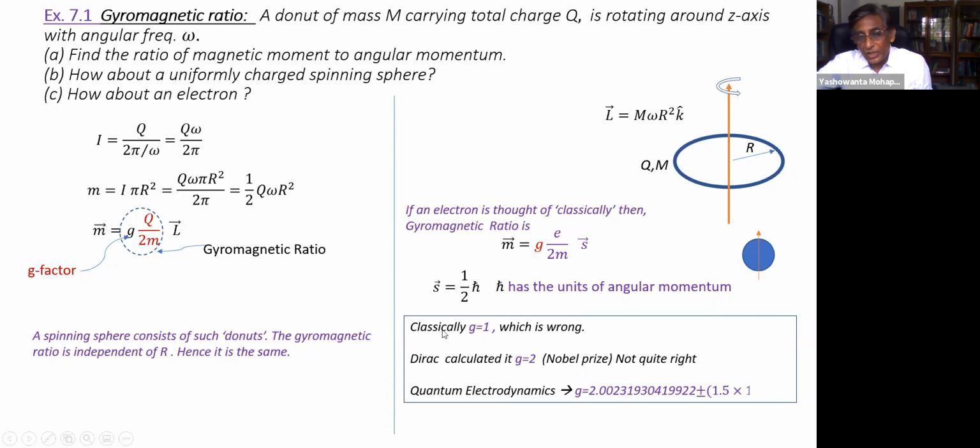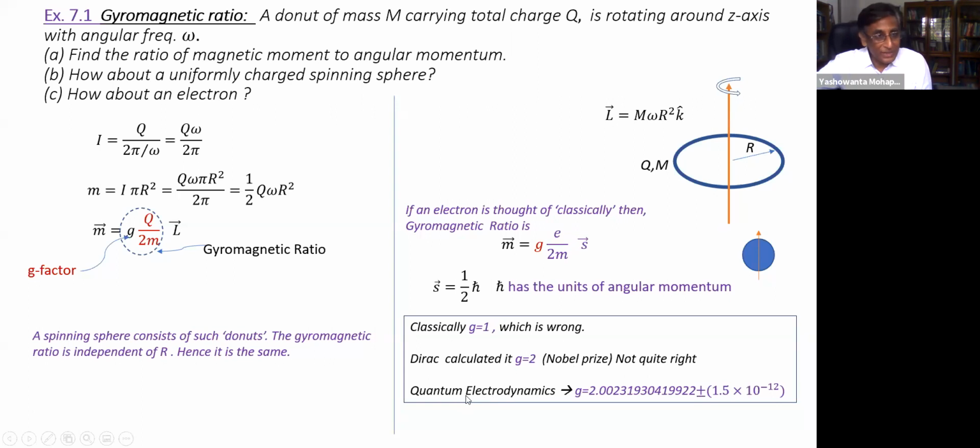So classically, G is equal to 1, as we saw, and then Dirac calculated through quantum mechanics G to be equal to 2, and got a Nobel Prize for it. There are many calculations, but that was not quite right. It's quite close, but not quite right. But he got the Nobel Prize.